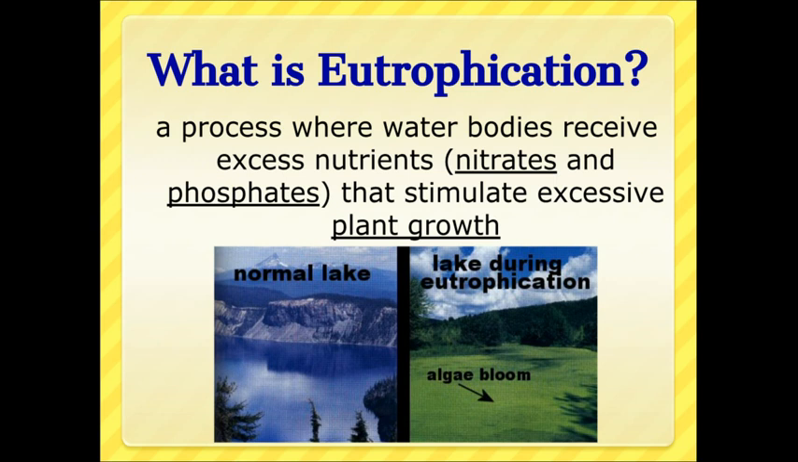If you look in the pictures, on the left is your normal lake, and on the right is a lake during eutrophication. Essentially, what you're doing is using those nitrates and phosphates to kind of fertilize the water. And as that happens, it's going to cause a large amount of algae to bloom. As that algae blooms in the water, it starts to remove some of the oxygen, which puts a stress on lots of animals.